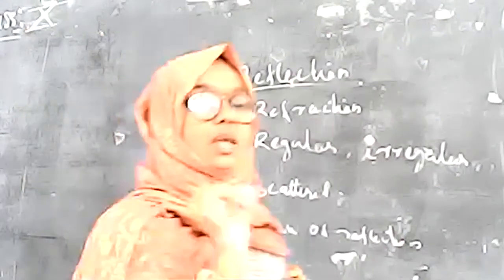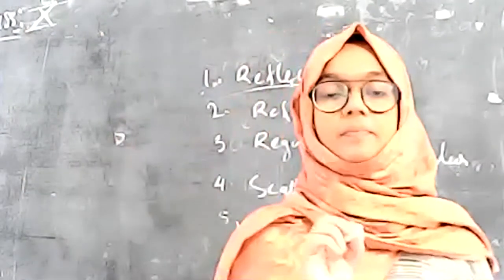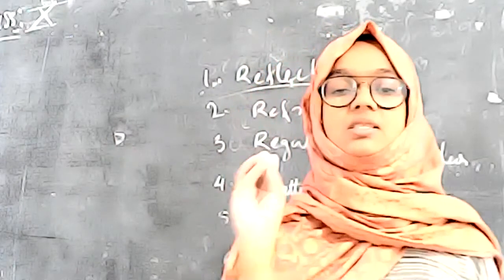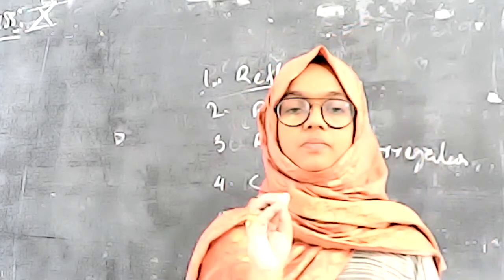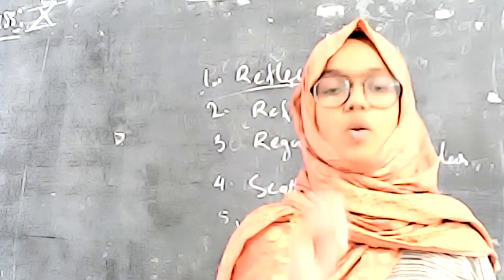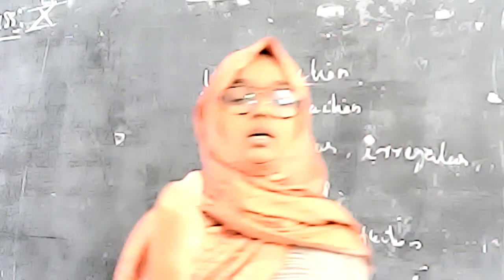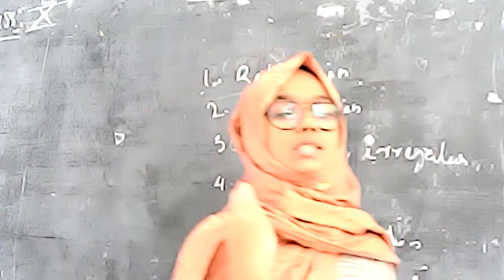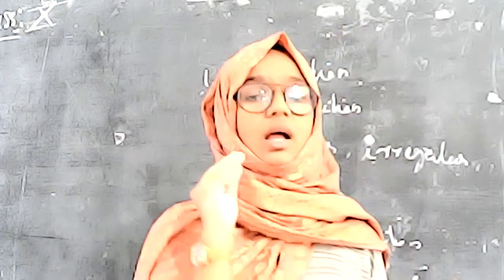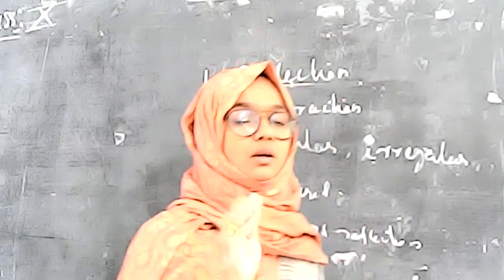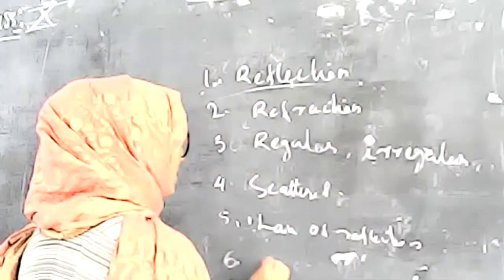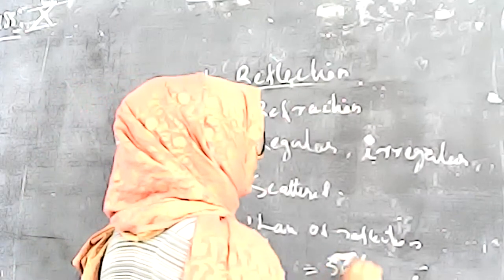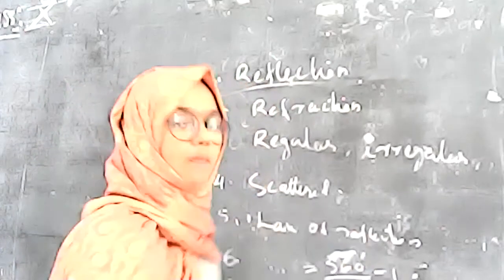And the last is image formation using plane mirrors. When we use plane mirrors, we get images, and the image is real and the same as the object. When we use a number of mirrors, we get a number of images. There is an equation connecting the angle between mirrors and the number of images formed, that is 360 divided by theta minus 1.